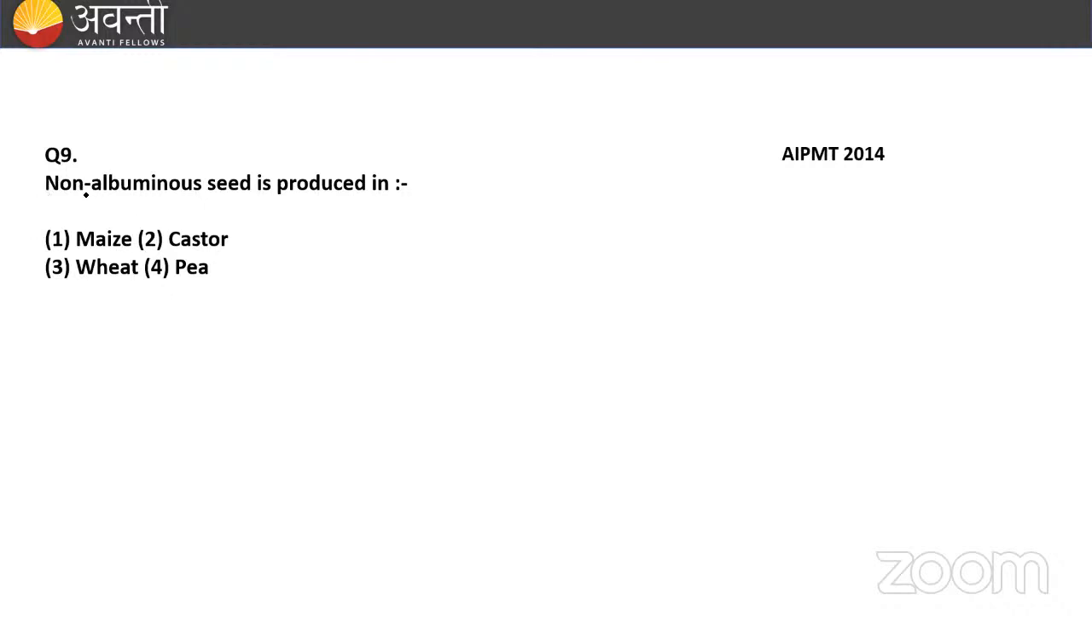Question is asking about the non-albuminous seed. Those who have answered 4 are absolutely correct. The correct option is 4th, which is pea. Another name for the non-albuminous is non-endospermous.